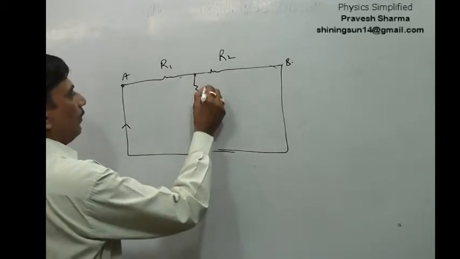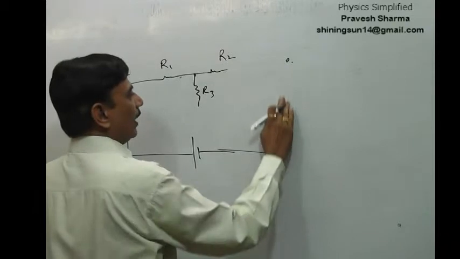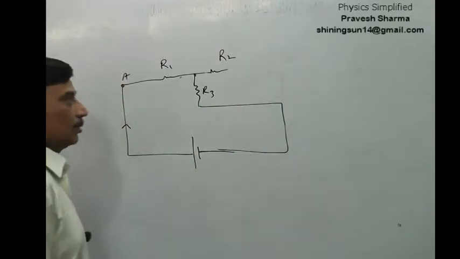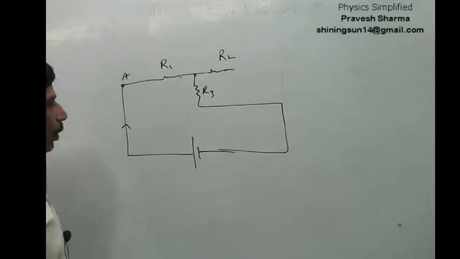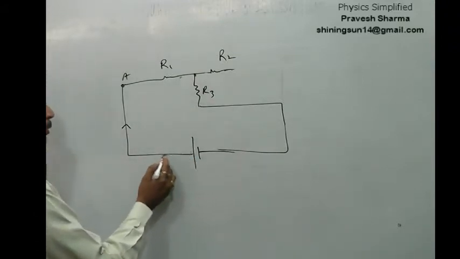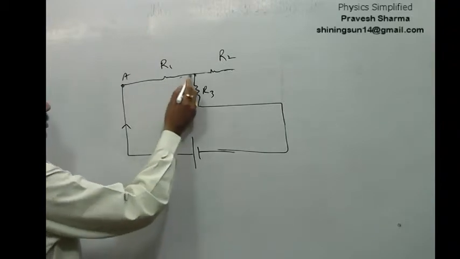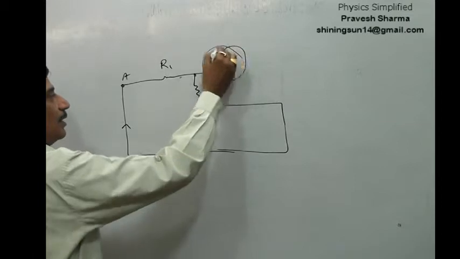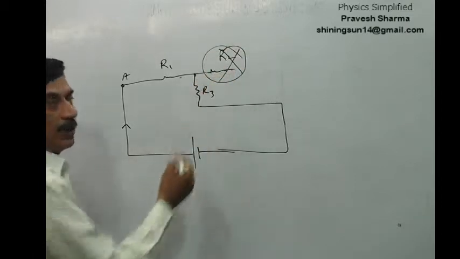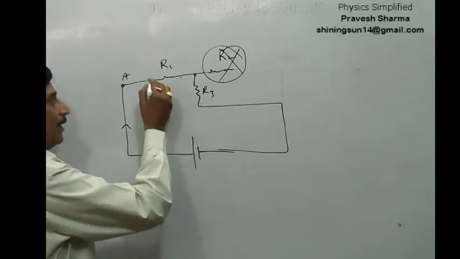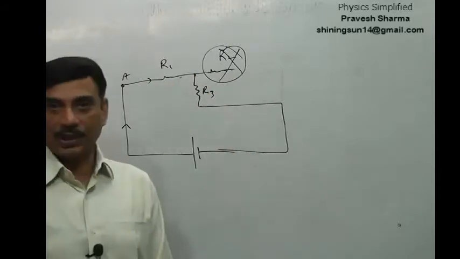Whereas if I have joined it like this, what is the closed path available to the current? The closed path available to the current is to go like this, go like this, and like this. So in this case, this resistance is a redundant resistance. The current will not get into this resistor. As a result, now R1 and R3 are on one path, they are in series.